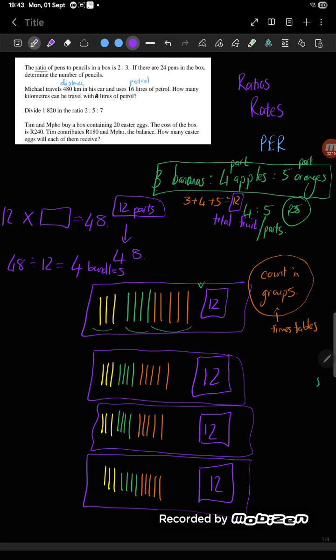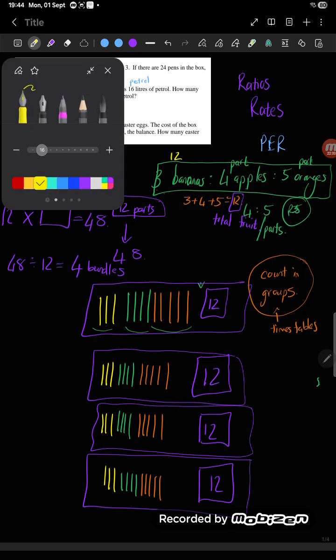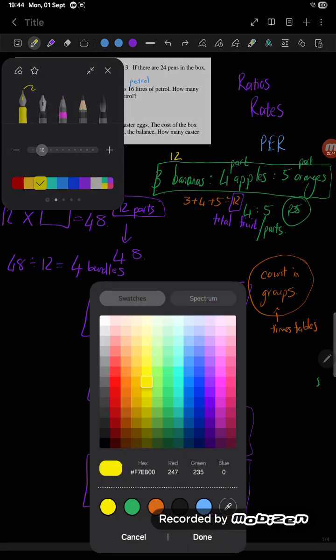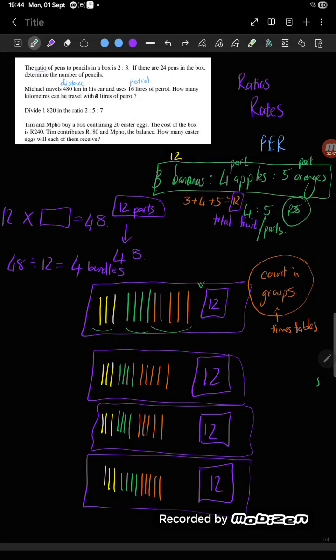fruits. So if they tell me that I've got 48 fruits, how many are bananas? Now I can go 1, 2, 3, 4, 5, 6, 7, 8, 9, 10, 11, 12. And I can say, well, I had 12 bananas. Then apples, I can go 1, 2, 3, 4, 5, 6, 7, 8, 9, 10, 11, 12, 13, 14, 15, 16. I can go 16 apples to get to 48.